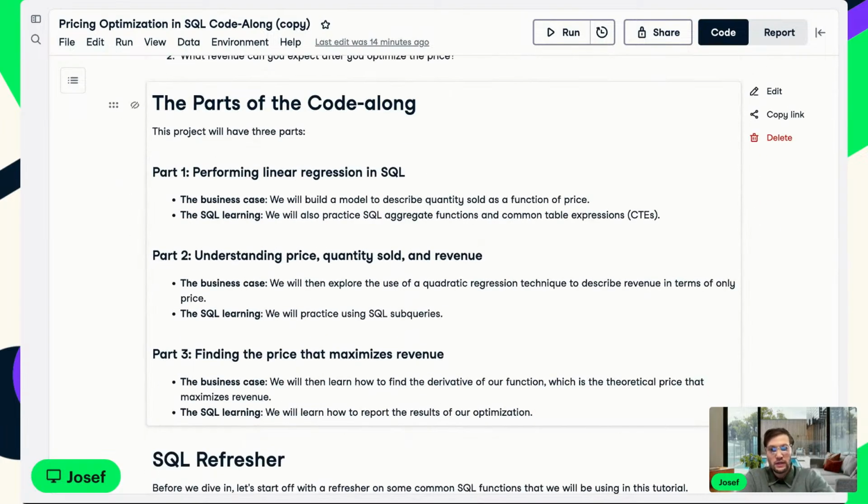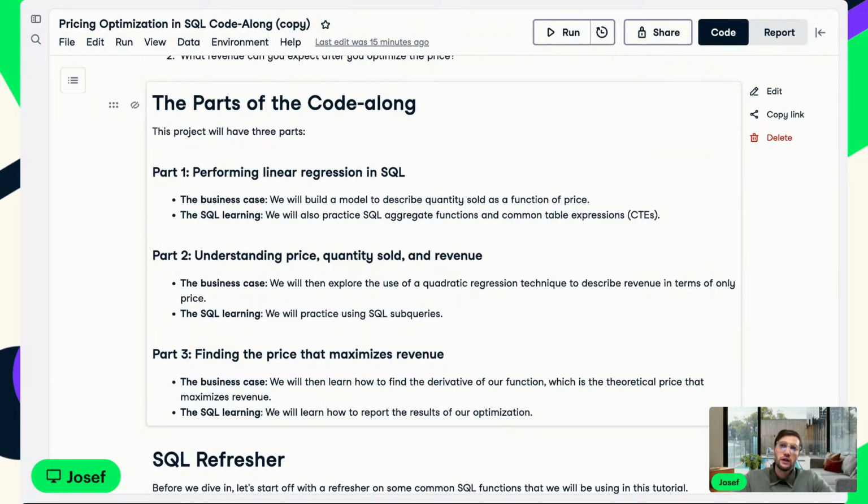The first part is performing a linear regression in SQL. The business case here is that we're going to find a function that describes quantity sold as a function of price. We're going to figure out the linear model coefficients in SQL. By coefficients, I mean the slope and the intercept, the two ways in which you describe the line. And the SQL learning here is that we're going to get some practice with common table expressions.